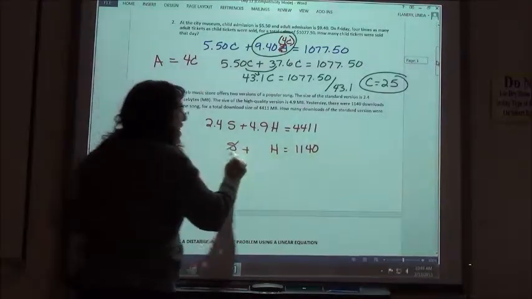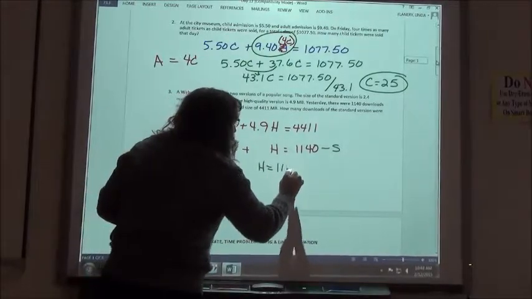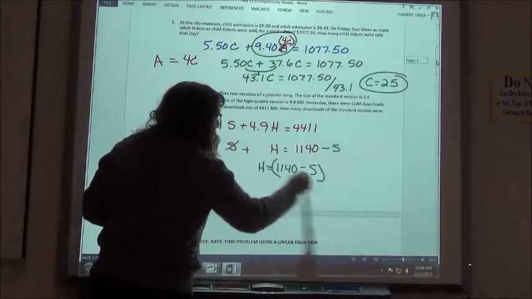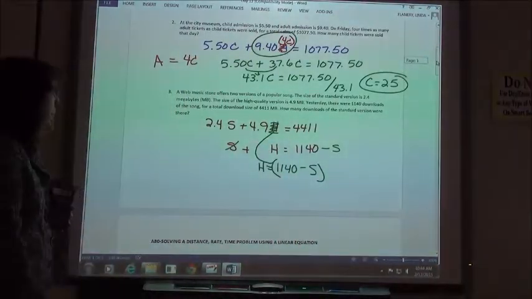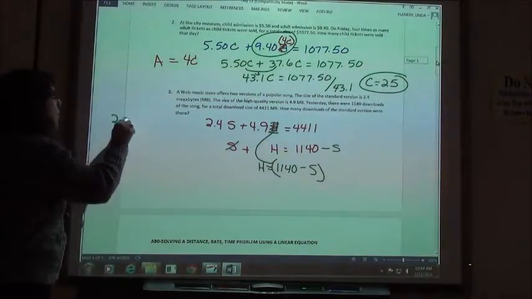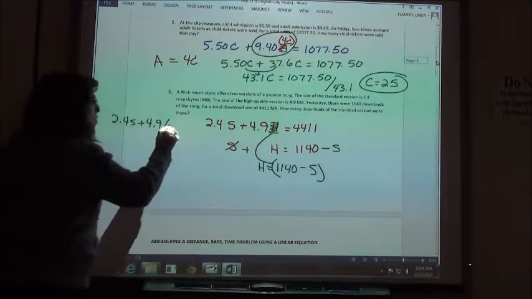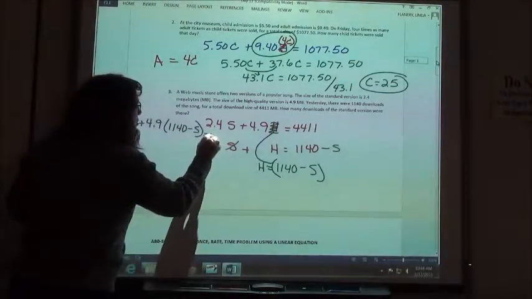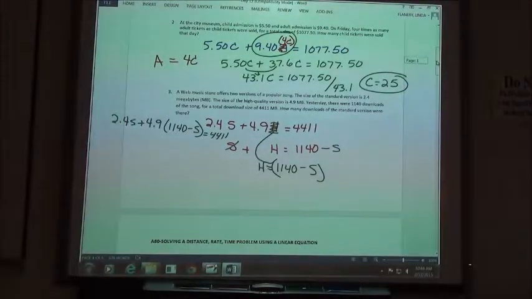So I'm going to move the S to the other side, and so H is equal to 1140 minus S. I now can take that, put it in for the H up on my top equation. So 2.4S plus 4.9 times 1140 minus S is going to equal my 4411. I kind of smashed that in there. Should have written that other stuff over farther.